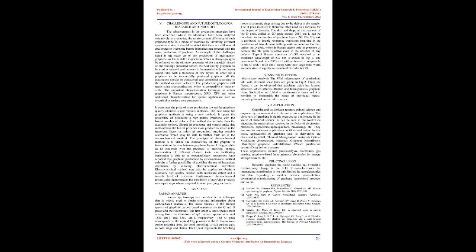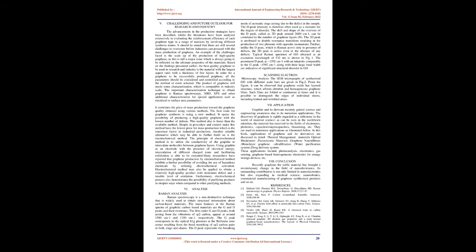It opens the possibility of producing a high-quality graphene with the lowest number of defects. This method also is faster than the available method. Simple in procedure and control make this method have the lowest price for mass production, which is the important factor in industrial production. Another suitable alternative which may be able to further build on is the electrochemical method.